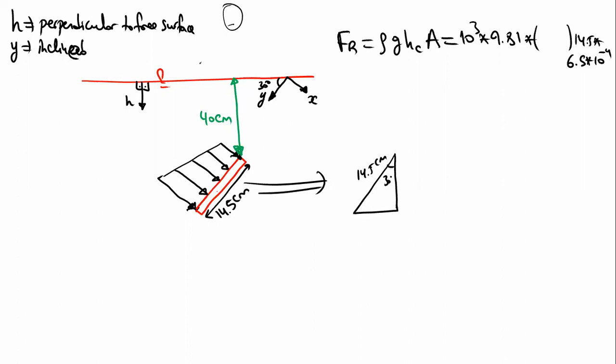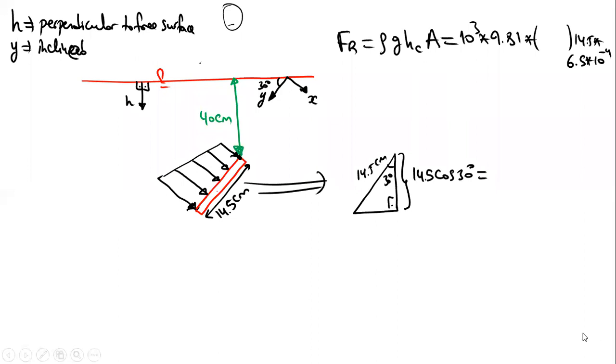And I will build a triangle here. This one is 30 degrees, this one is 90 degrees. Then you will have this part, which will be 14.5 at cosine 30 degrees. Okay, so you can see it. From this one, I will find this distance, and if I need the centroid, I will just divide by 2.